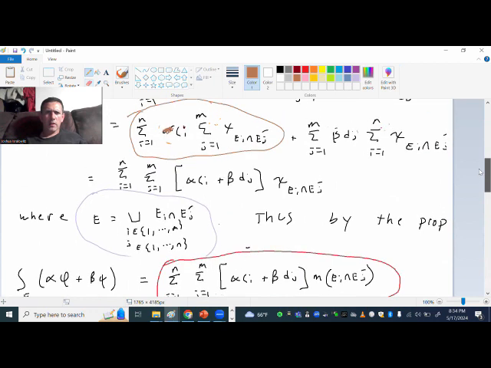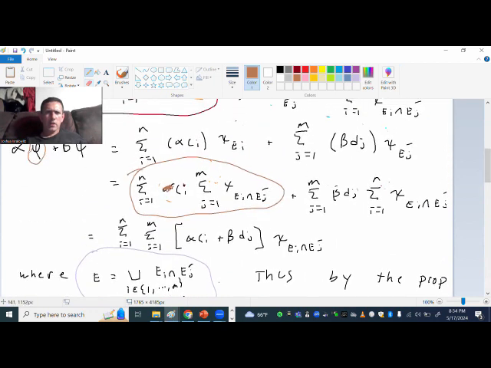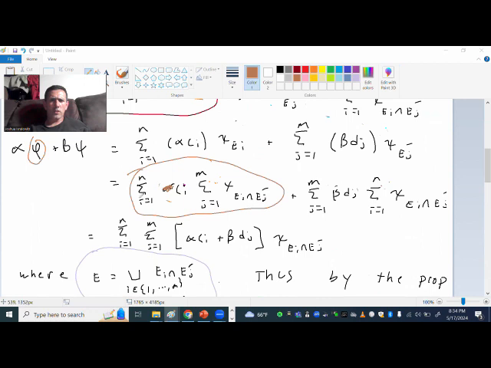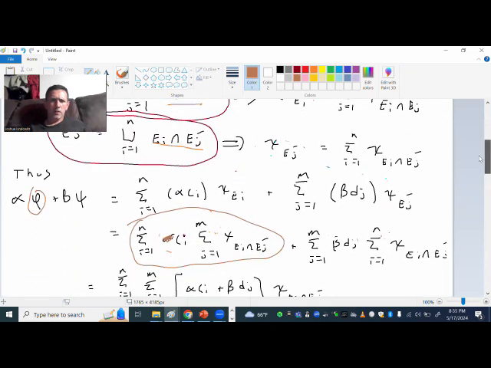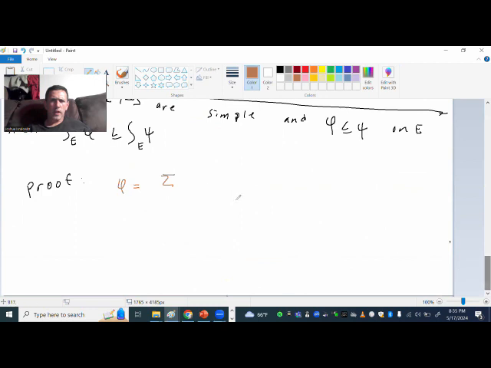So I'm going to combine this var phi into one sum, i equals 1 to n, j equals 1 to m. So it's c_i times the characteristic function of E_i intersect E_j prime.